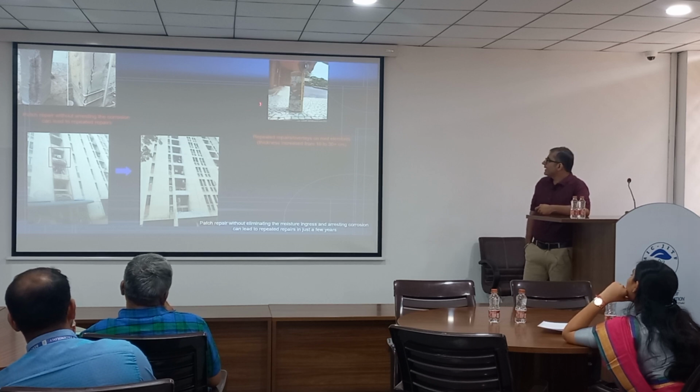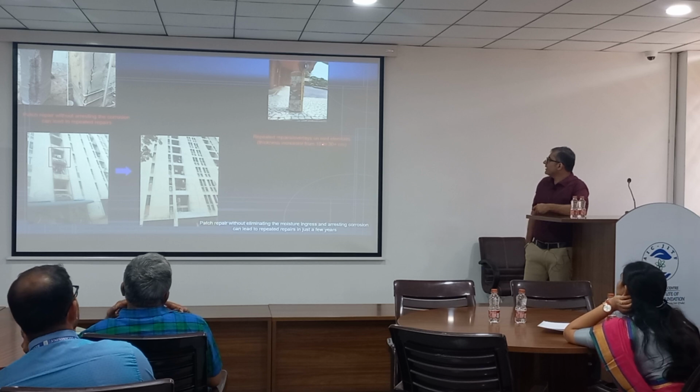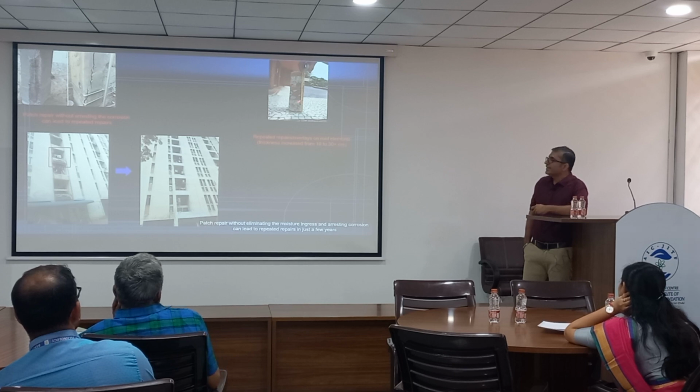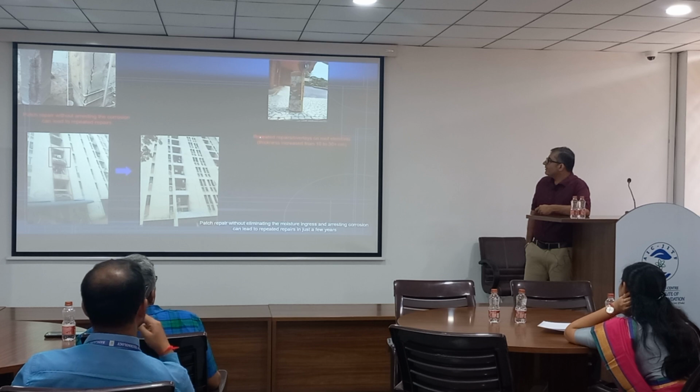Okay? Now here, if you see, they have just extracted a core of a roof element. So there were repeated repairs or overlays on the roof element, and the thickness has increased drastically. From 10 centimeter, it has gone up to 30 centimeter. Without understanding the reason, they went on adding the overlay, right?